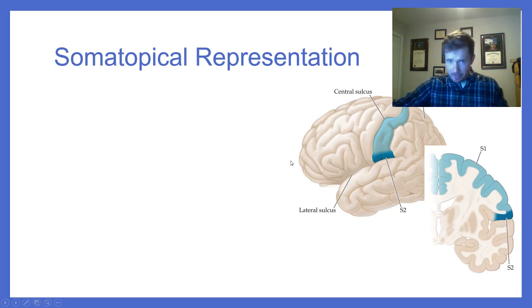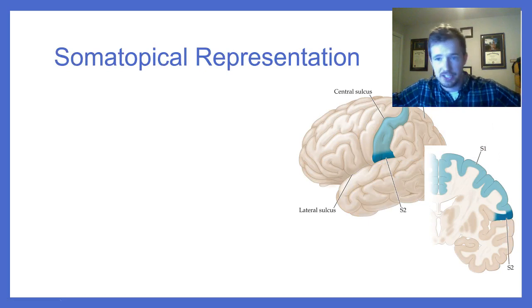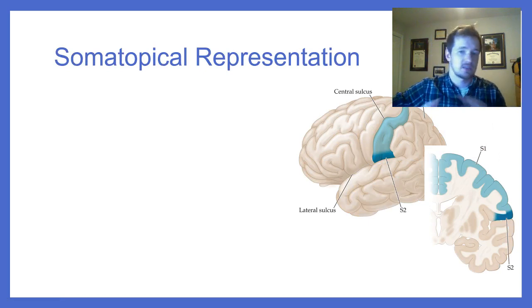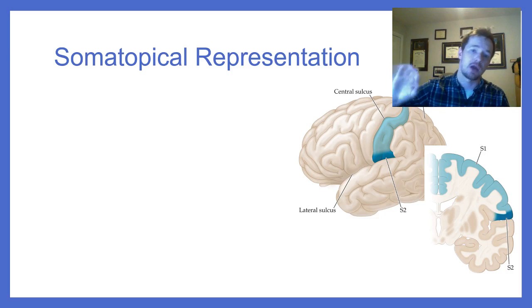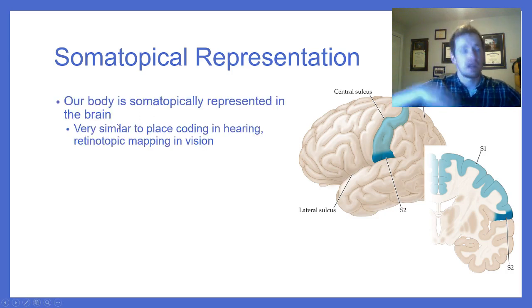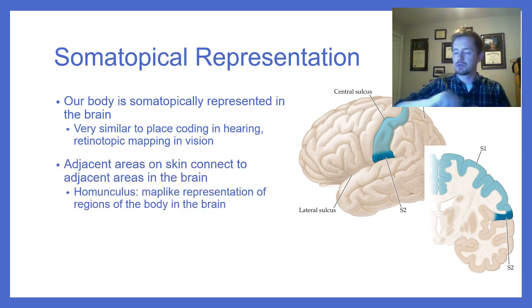And the last thing that I want to talk about for this particular video is what's called somatotopical representation, and that is a mouthful, but basically it's an idea that we talked about even when we were talking about vision. We were talking about how our visual field is laid out in the occipital lobe in a very orderly manner. The same is true for our bodies. And so our bodies are represented on the surface of our brain in a very orderly way that has a specific function to it.